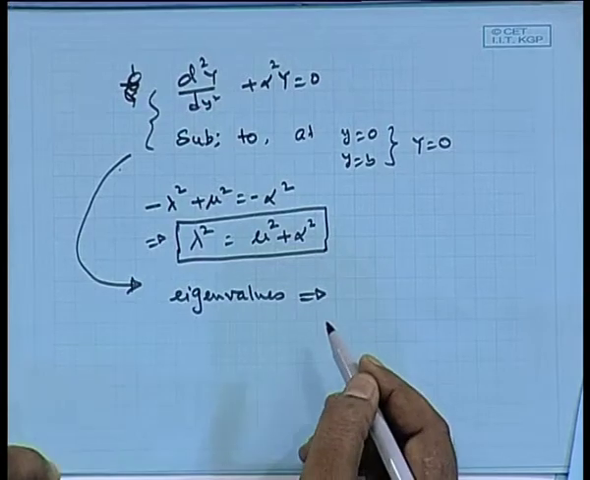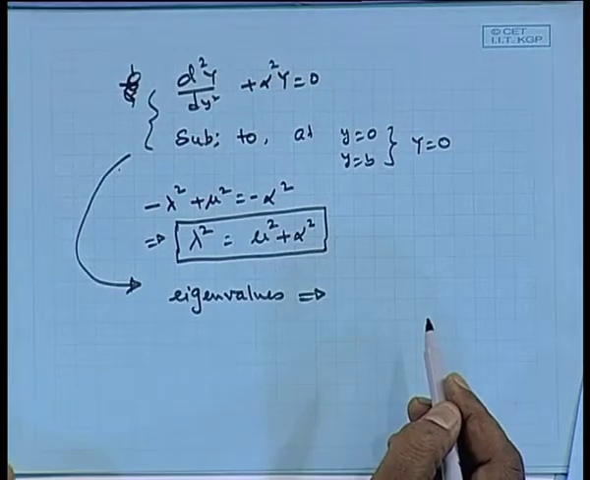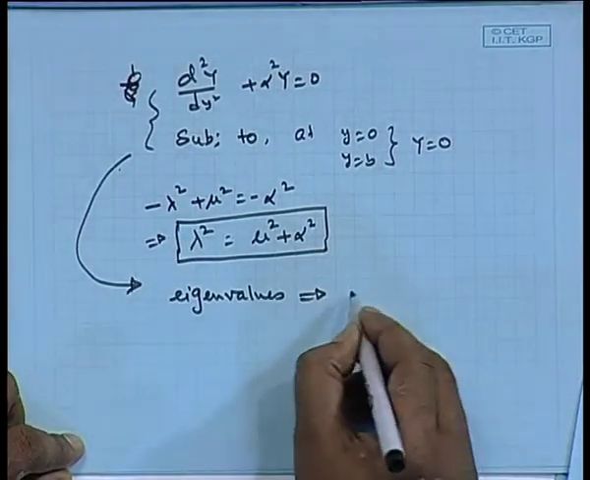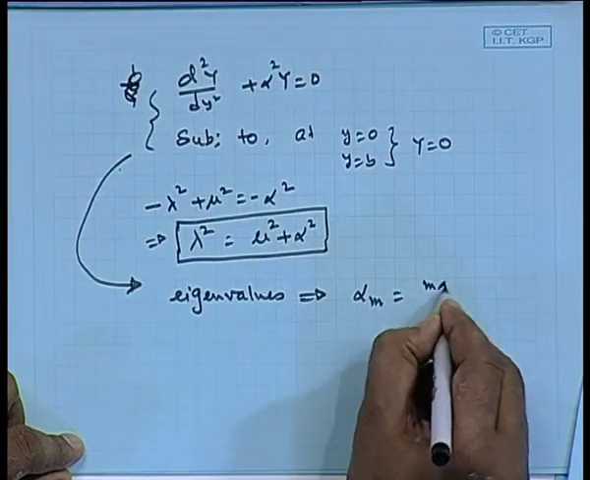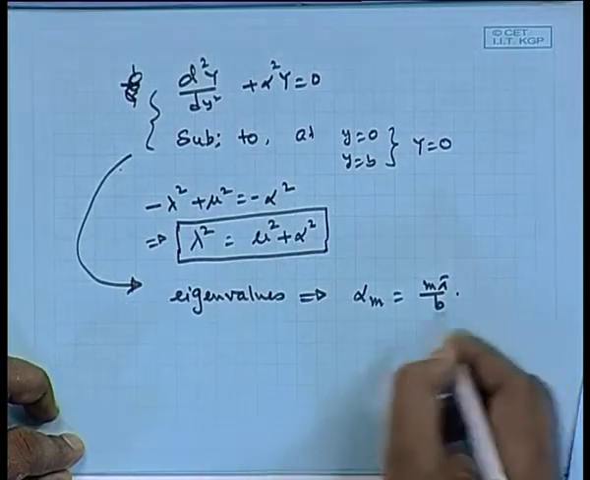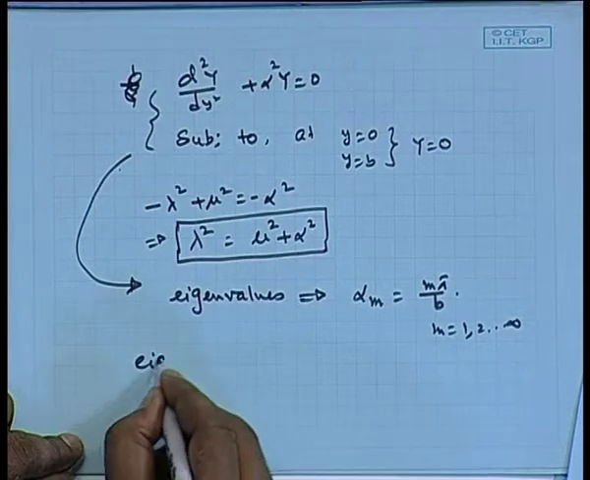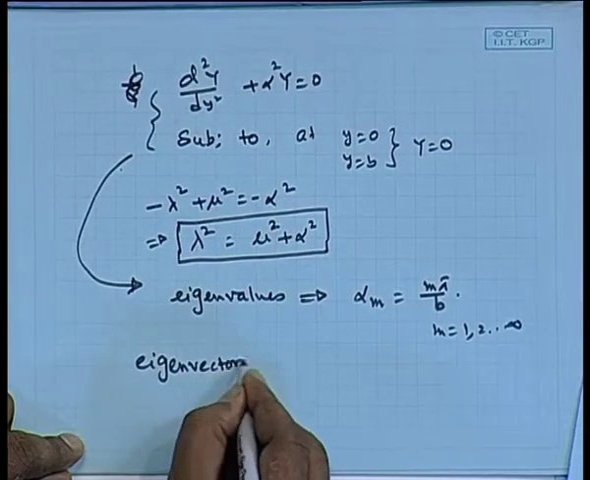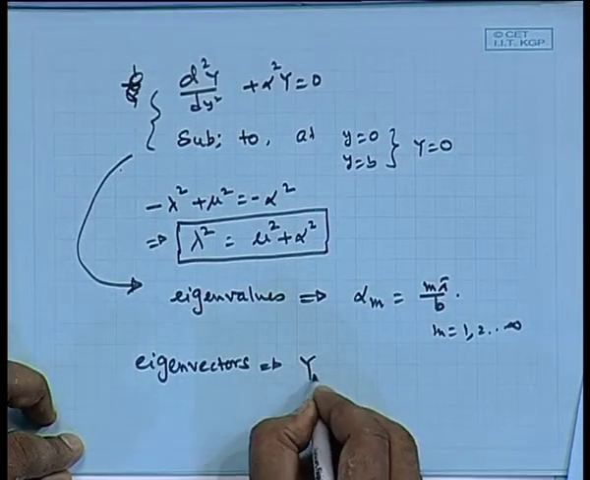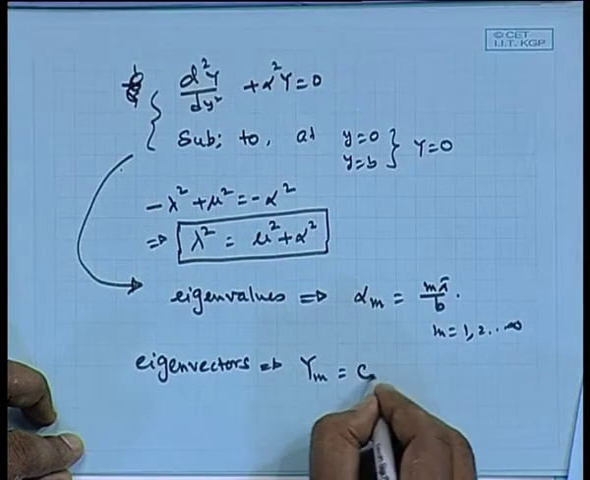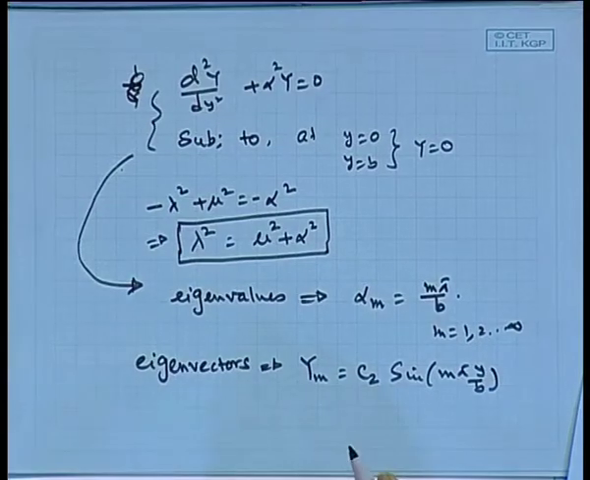Now, it will be, let us say, m pi by b. n is associated with the x direction, m is associated with the y direction. Alpha m is, let us say, m pi over b, m runs from 1 to infinity, exactly like n, and the eigenvectors are Ym is, let us say, C2 sin m pi y by b.